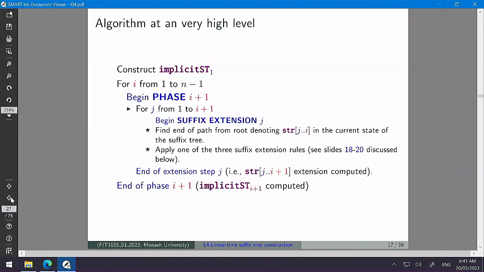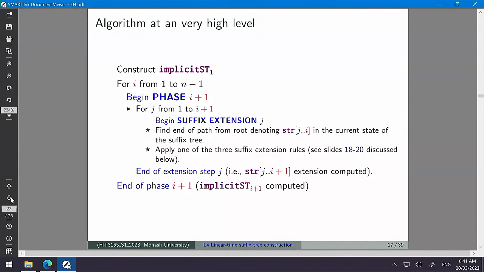I'm drawing all the old bits in the previous implicit suffix tree in black, going into the next phase. This is what we are starting. Okay, this is the state of the implicit suffix tree in phase 2. Now, what's the string here? What's the prefix? 1 to 3. So A, B, B is my prefix.